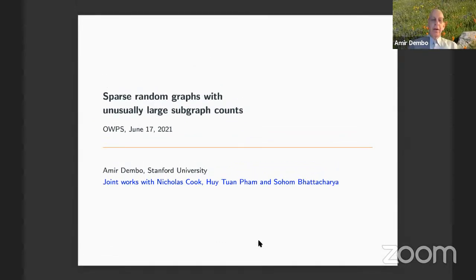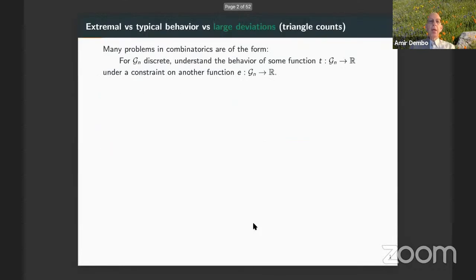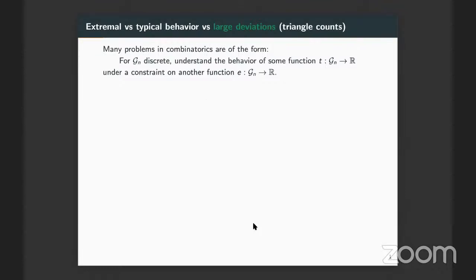Okay, thank you very much, Nina, for organizing the seminar and for introducing me. I will talk on sparse random graphs with unusually large subgraph counts. This is based on joint works with Nick Cook, Yui Pam, and Soham Bhattacharya, and Nick will give a follow-up lecture on a related topic to which I will refer during my talk as well. So let's start with the first motivation for this kind of study.